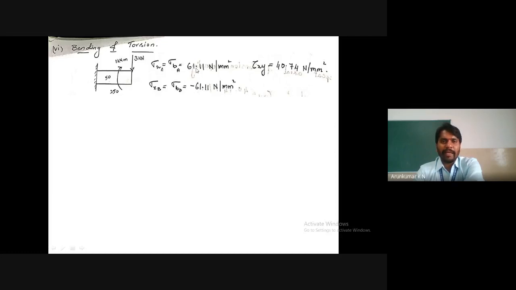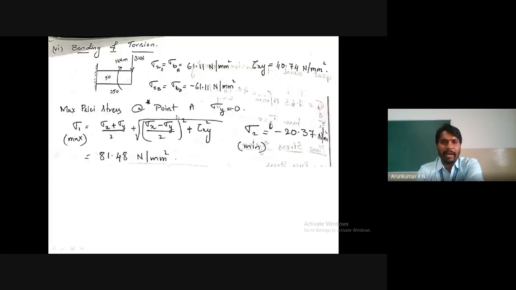Here the x-axis stress is there and tau of xy is there. If direct stress is given on the x-axis, we need to add it, but here it is not given. We can directly take this as sigma x and tau of xy at point A. So when there is bending stress, we need to calculate the maximum and minimum principal stress at the top and bottom fiber. Bending stress at point A means at the top fiber, sigma y is 0, sigma x is 61.11, sigma x at point A.